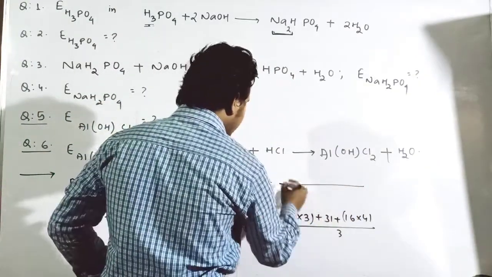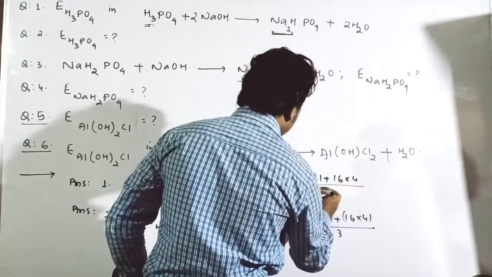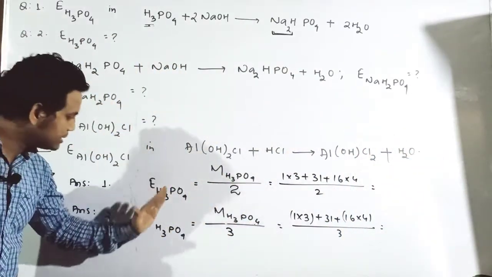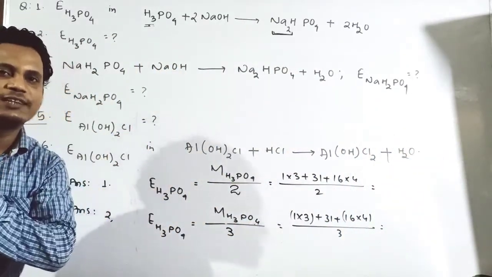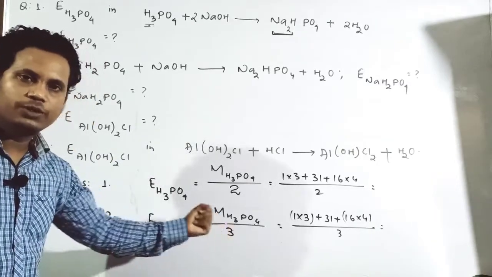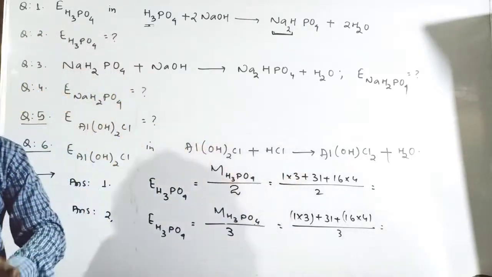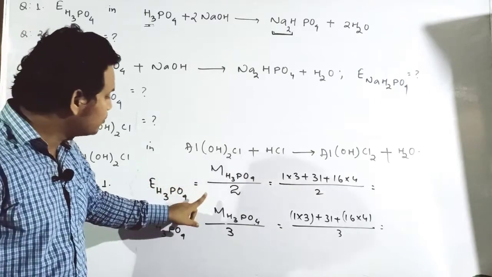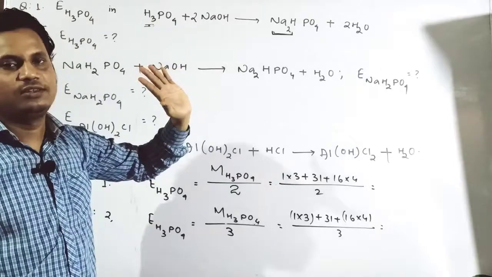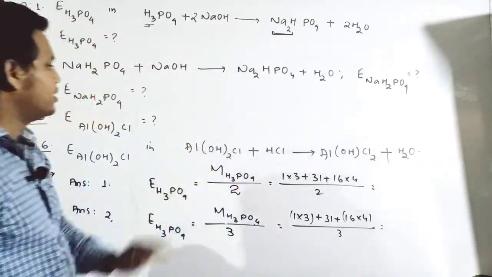Molar mass will be the same. 1 into 3, phosphorus 31, oxygen 16, 4 times, divided by 2. Whatever we get, that is the result. Now the same acid has different equivalent mass. If you find it alone, then the normal rule is there. If you have to find it in the reaction, then see the number of hydrogen atoms replaced. Here 2 hydrogen are replaced by 2 sodium, so divided by 2.